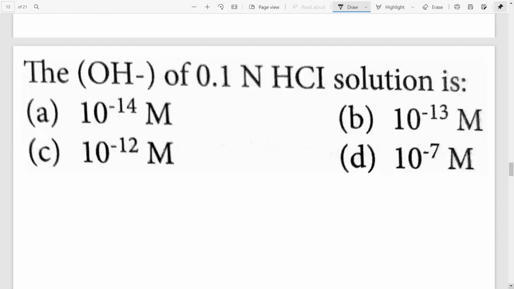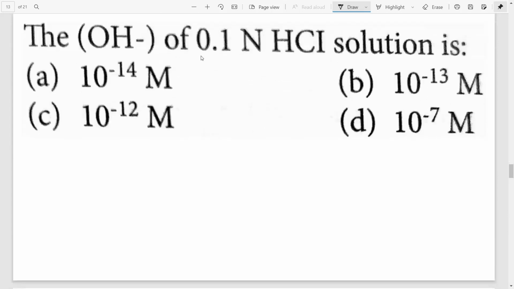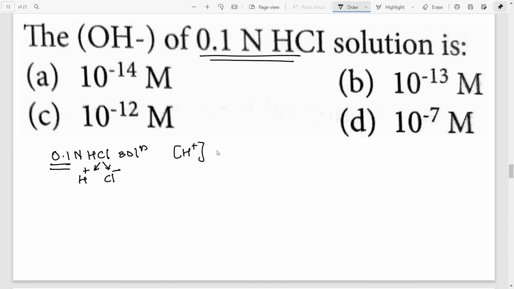So the first question is: the OH minus ion concentration of 0.1 normal HCl solution is dash. What is given here is a 0.1 normal HCl solution, and they are asking you to find OH minus. Now 0.1 normal is nothing but the concentration of H plus ions, because HCl is going to get dissociated into H plus and Cl minus. So 0.1 is nothing but your concentration of H plus ions.